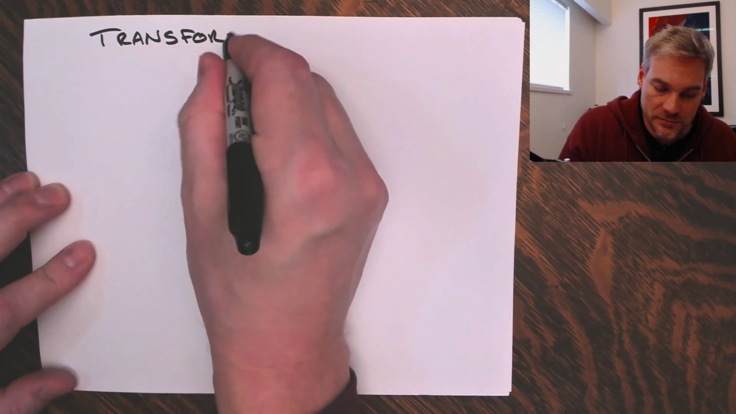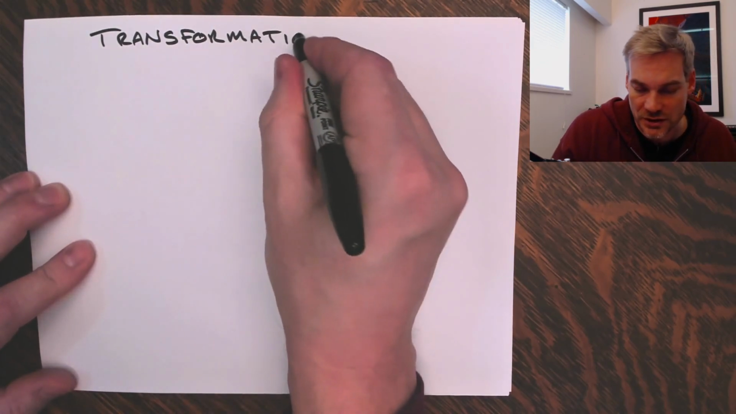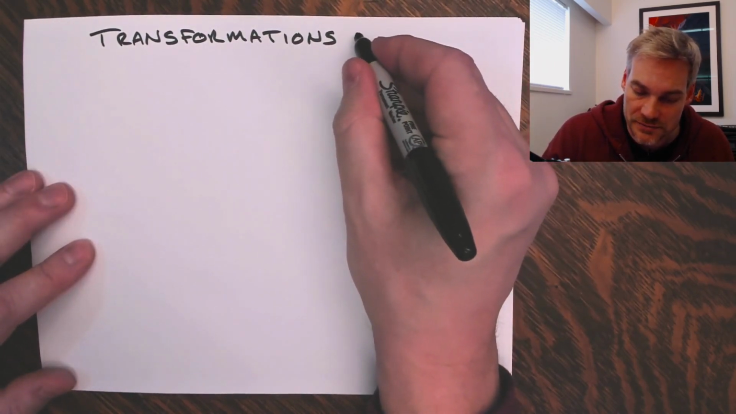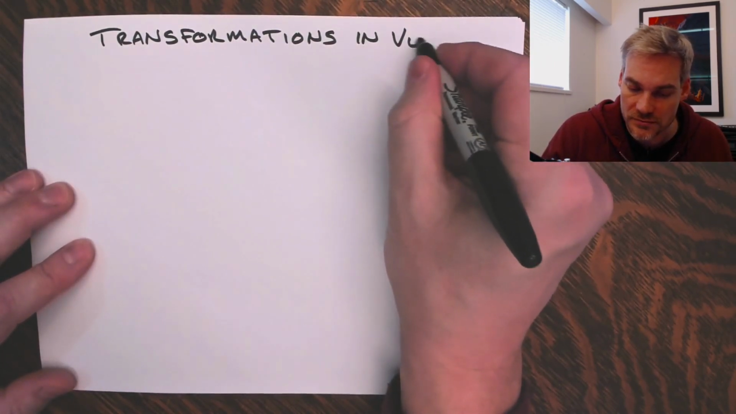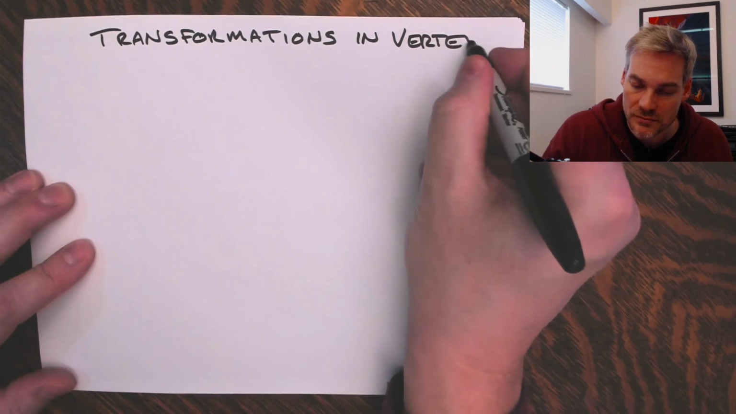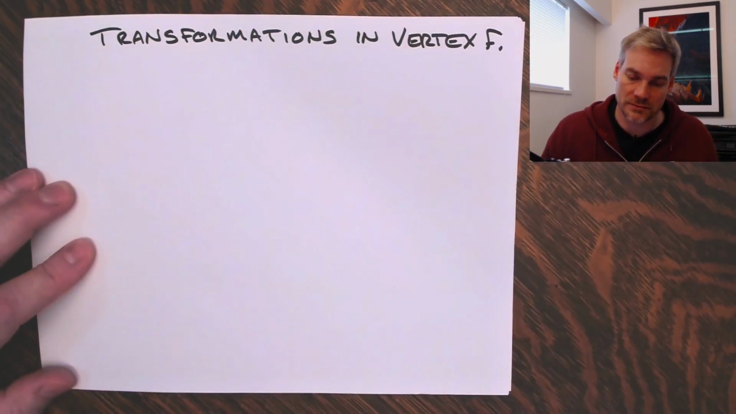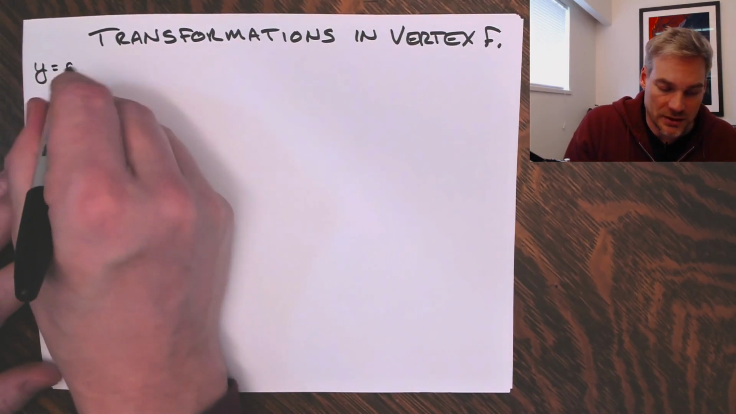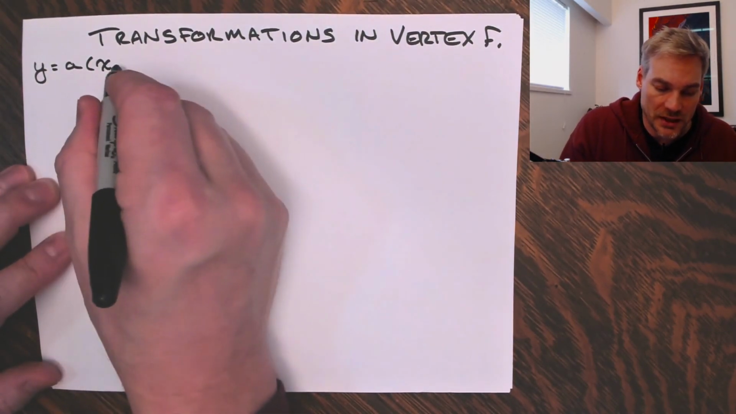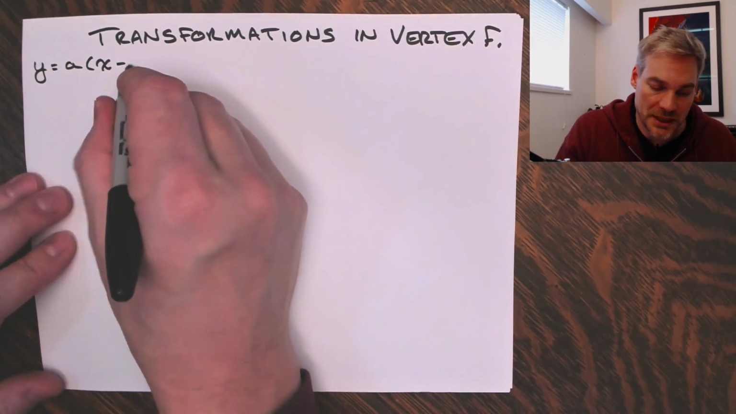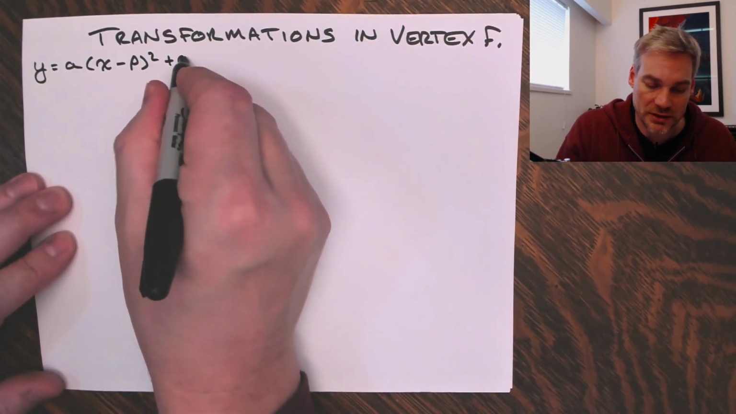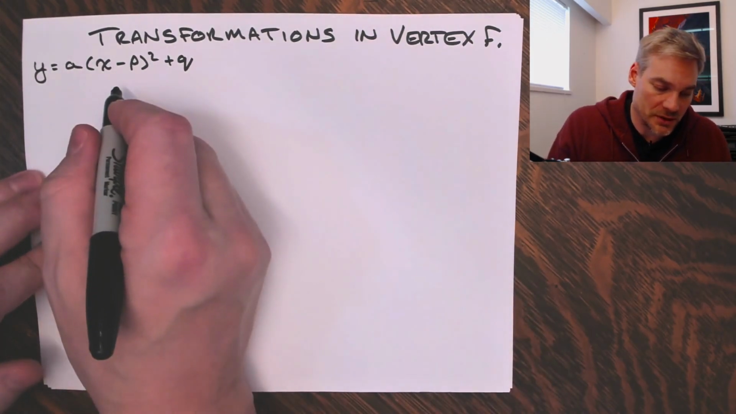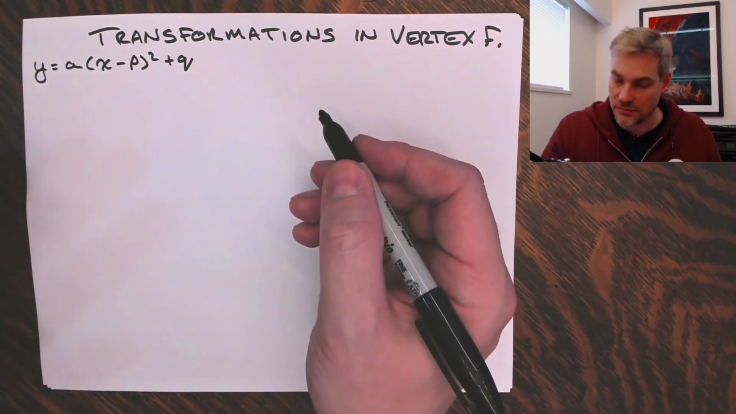Transformations just mean like how you move it. And just vertex form. So our function looks like this: A bracket x minus p squared plus q. And we will now just use a general equation.